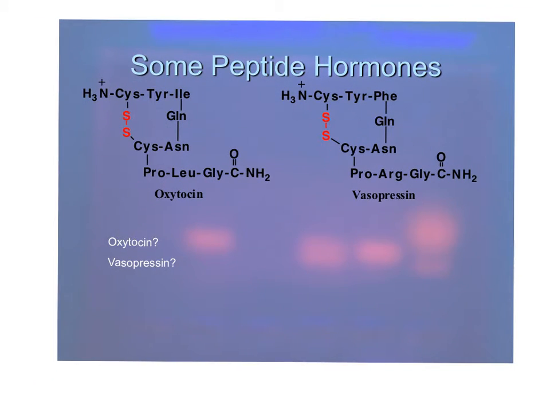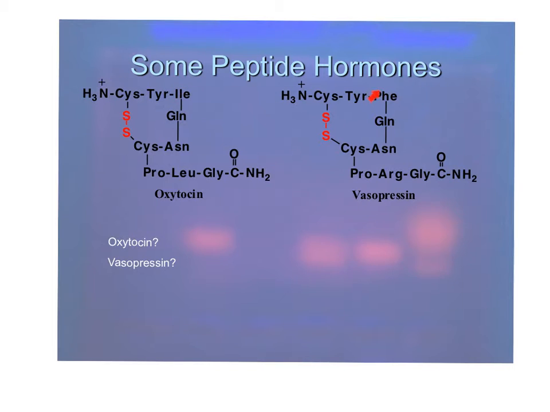Oxytocin and vasopressin, which I'll talk about again next semester. Notice they're using the 3-letter code. They are almost identical, oxytocin and vasopressin. What's one difference between the two? Pardon? There's a phenylalanine and isoleucine. There's one other change: arginine and a leucine, okay?